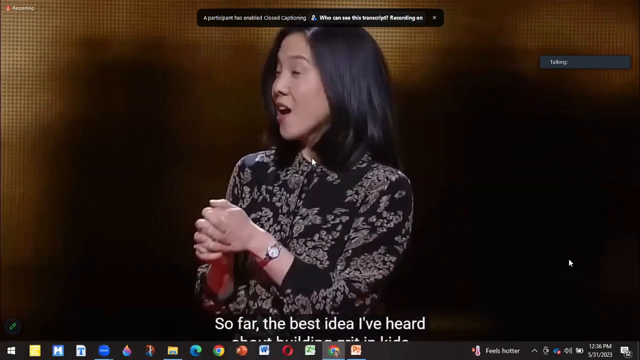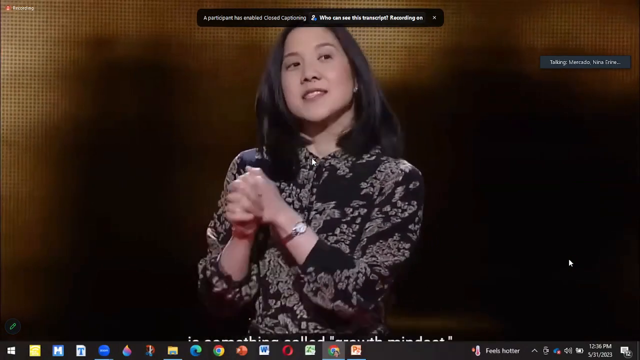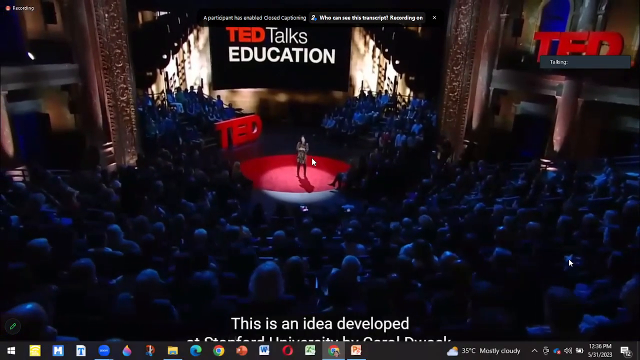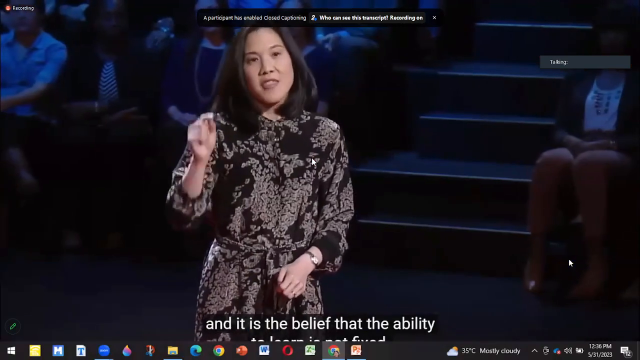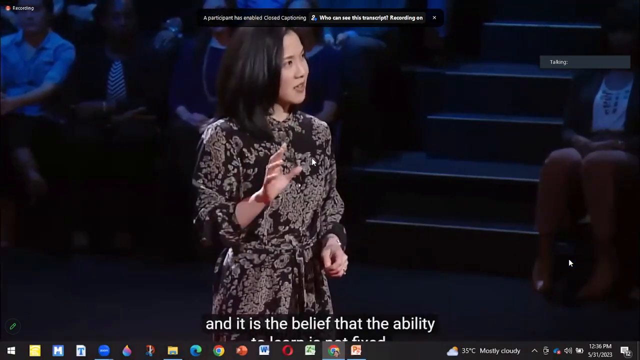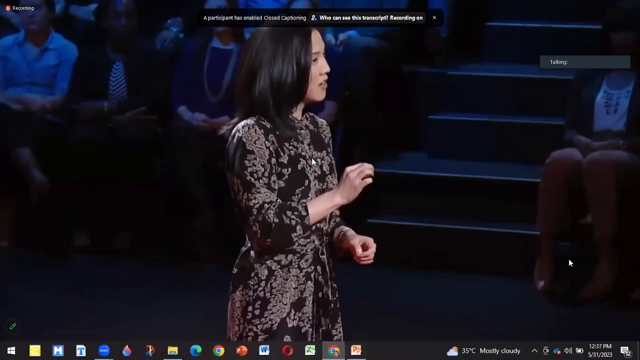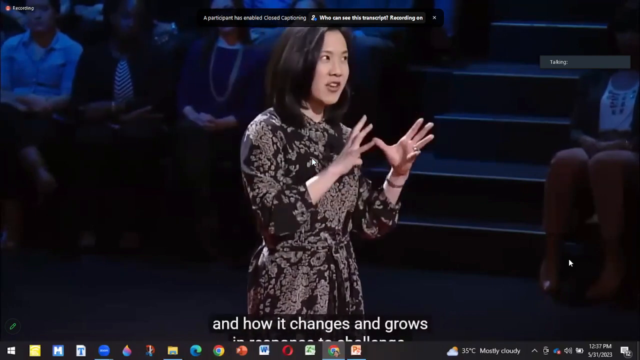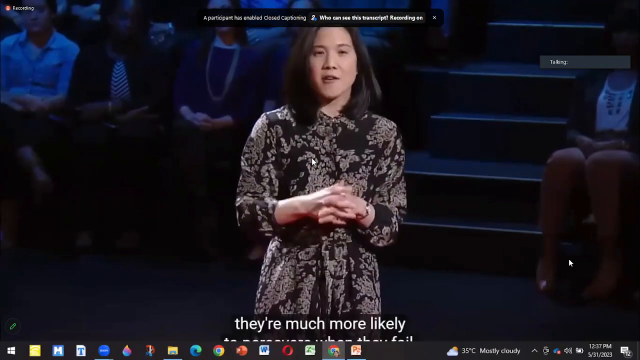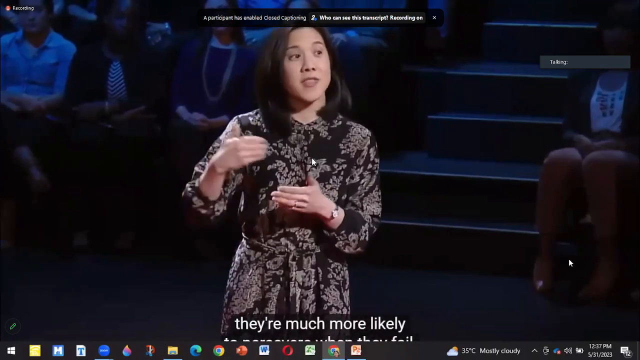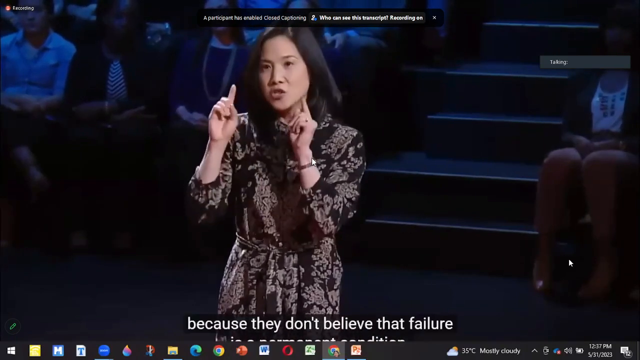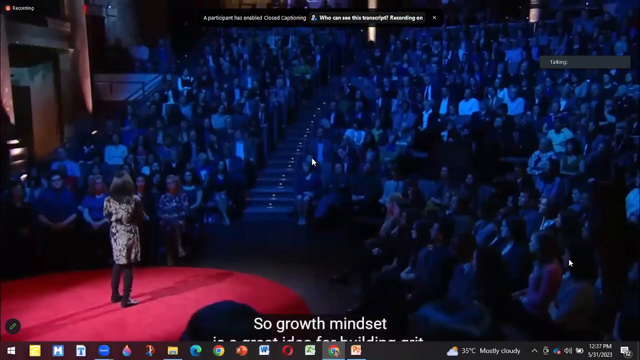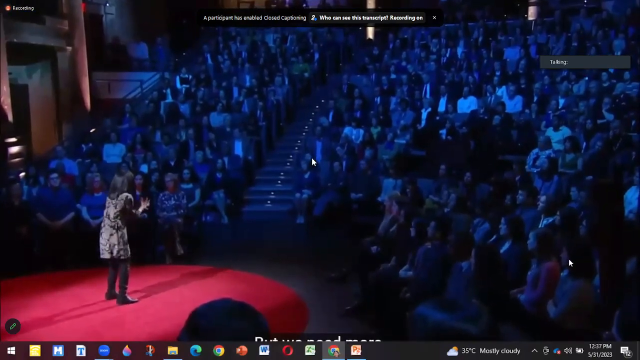So far, the best idea I've heard about building grit in kids is something called growth mindset. This is an idea developed at Stanford University by Carol Dweck, and it is the belief that the ability to learn is not fixed, that it can change with your effort. Dr. Dweck has shown that when kids read and learn about the brain and how it changes and grows in response to challenge, they're much more likely to persevere when they fail because they don't believe that failure is a permanent condition. So growth mindset is a great idea for building grit, but we need more.